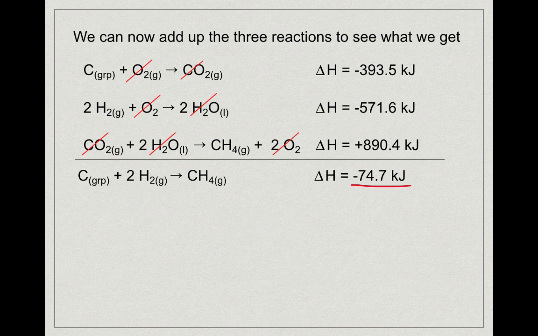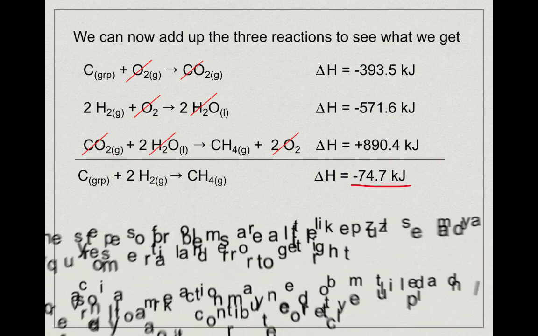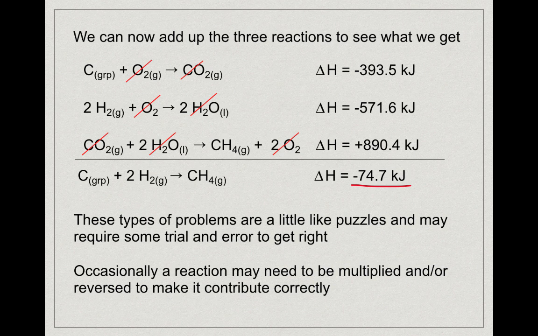So even though I can't actually do this reaction, because I can find a number of reactions that when added together make that reaction, I can find their delta H. This is one of the things that lets us see that delta H is in fact a state function. If delta H were not a state function, we would not be able to do this. So these types of problems, when you're working them out, are a lot like puzzles, and they really require a lot of trial and error before you get them right. So you have to just keep at them and try to get your products and reactants correct.